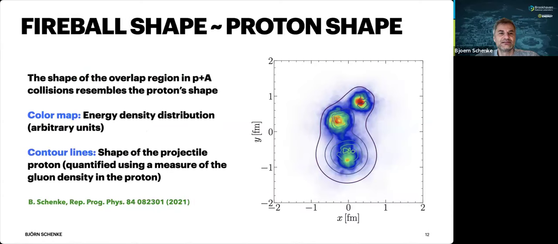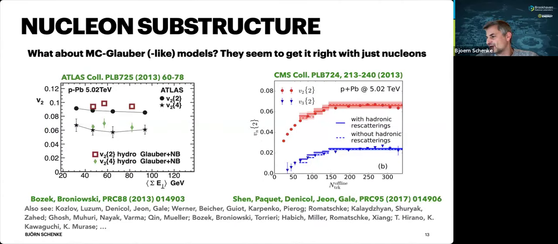So about this nucleon substructure, is this really true? You may ask, there have been Monte Carlo Glauber models before, and they didn't have substructure. And actually, they did a good job in describing p-Pb data, for example. So these are two examples.